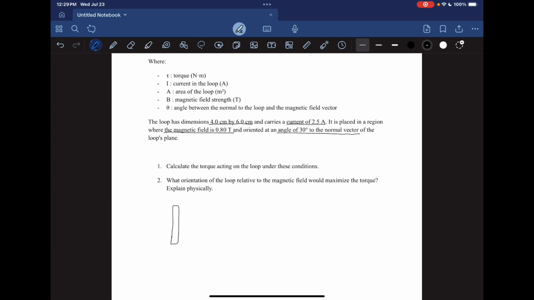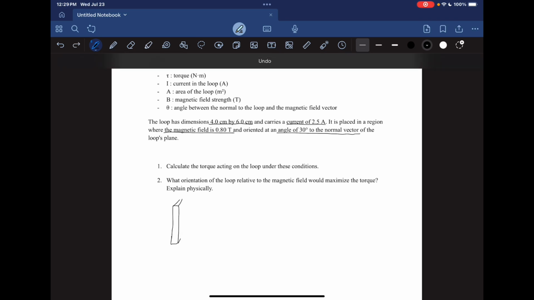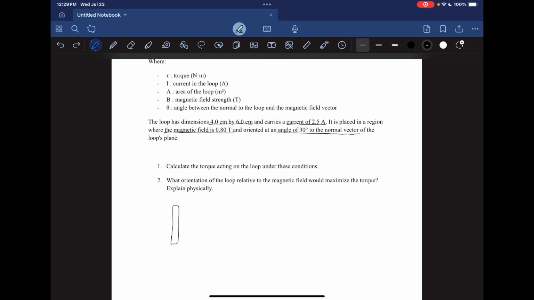So here's our loop. It's rectangular. And this is looking at it from side on. So really, like behind it, it goes like this some more. And then it's hollow in the center. But I'm just going to look at it from side on view.